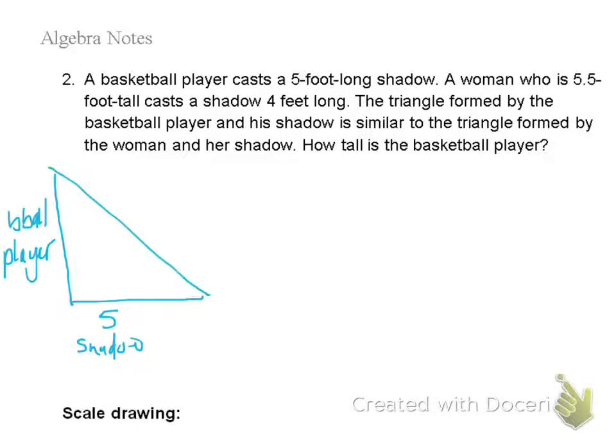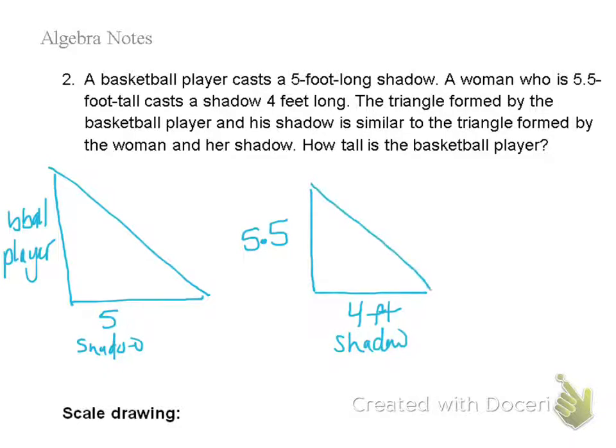And then we also have a woman who is 5.5 feet tall and has a shadow of 4 feet. And it says that these two triangles are similar. So they must be standing right next to each other in the sun, where the sun's shining down at them at the same angle. So how tall is the basketball player?